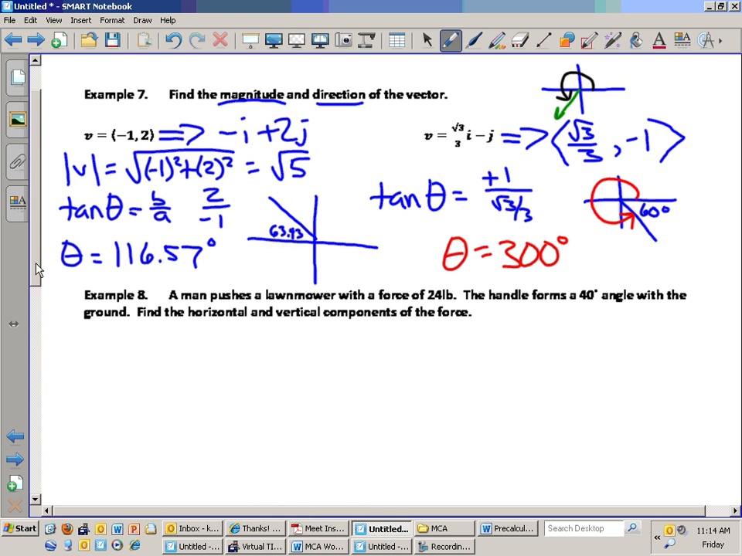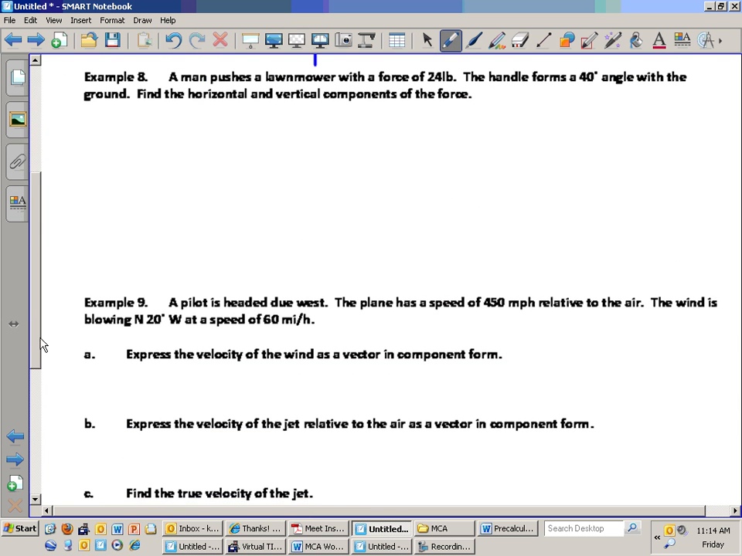Okay. Example 8. A man pushes a lawnmower with a force of 24 pounds. The handle forms a 40-degree angle with the ground. Find the horizontal and vertical components of force. Now we are going to tie everything we did together over the past day, and we're going to apply it to a word problem. This is a great example.